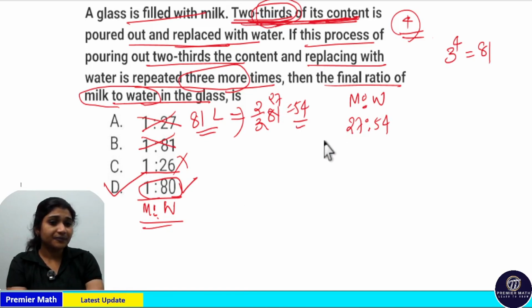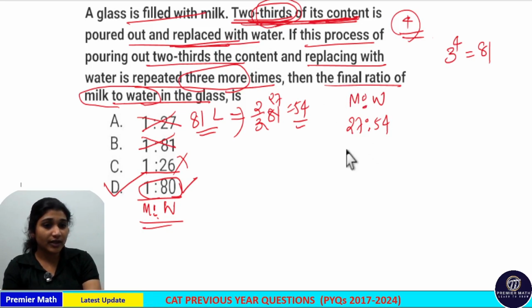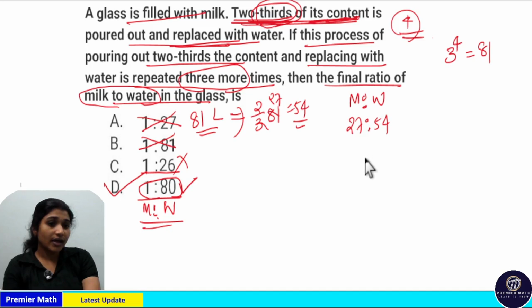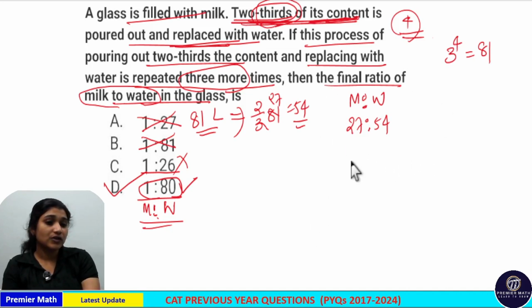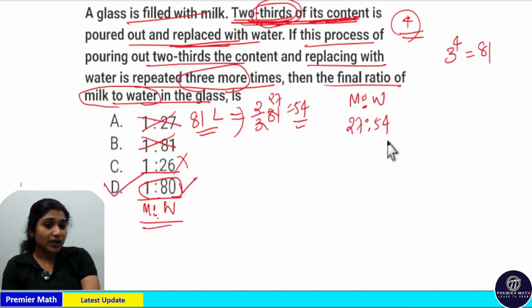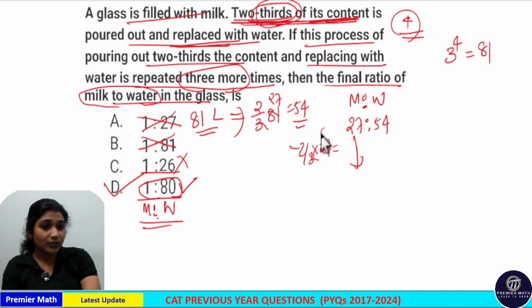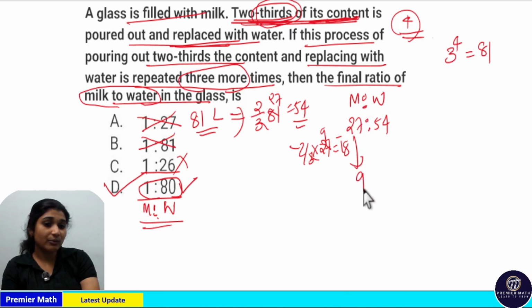Now here again you are replacing 2 by 3 of the mixture with water. So replacing 2 by 3 of this mixture with water means you are taking out 2/3 of this solution and you are replacing that with water. So taking out 2/3 of the solution means actually you are taking out 2/3 of the milk and 2/3 of the water from it. So 2/3 of milk is equal to 18 liter. So 27 minus 18 is 9 liter. After the second replacement, the milk part should be 9 liter.